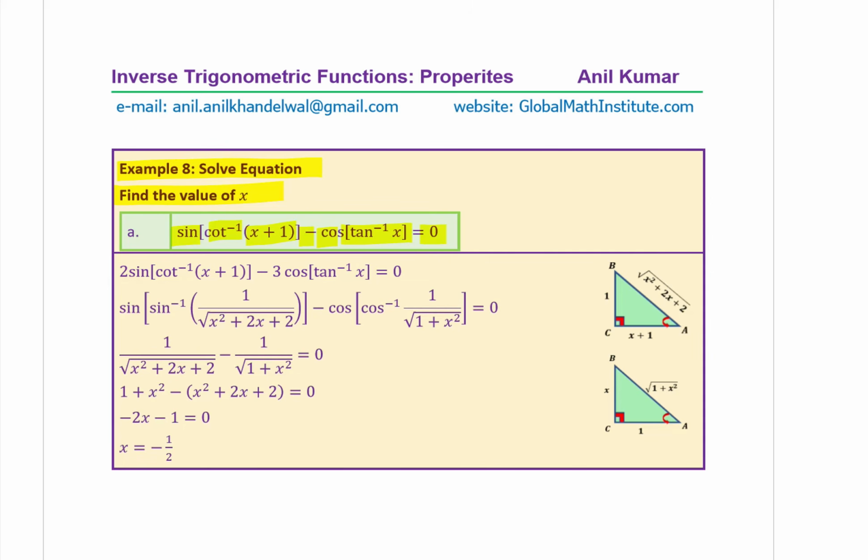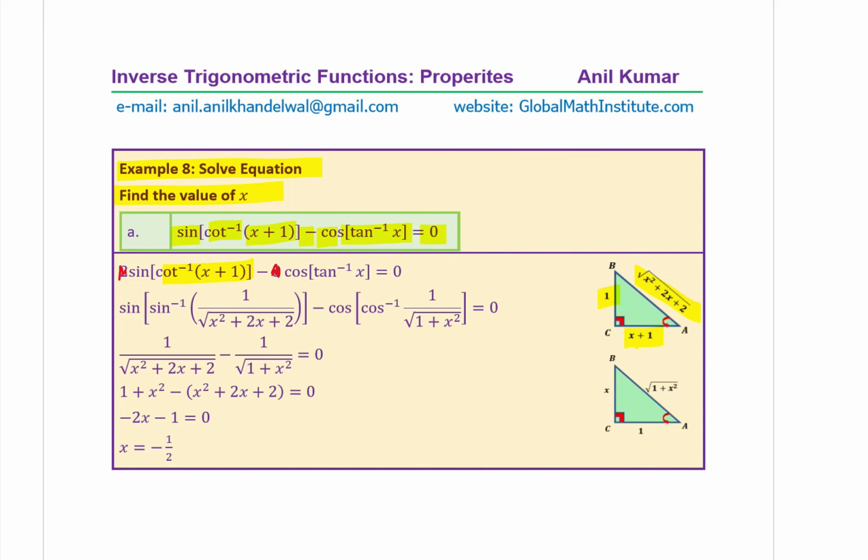Now clearly we have sine of cot inverse x plus 1 minus cos of tan inverse x equals to 0. So the inside term, which is cot inverse x plus 1, let's work on this. Make your triangle for cot inverse x plus 1. For angle A, x plus 1 becomes the adjacent side, opposite being 1. Hypotenuse clearly will be a square plus b square, square root.